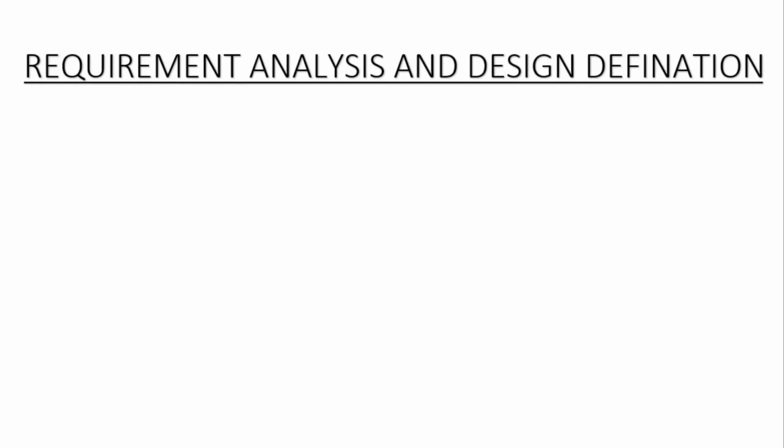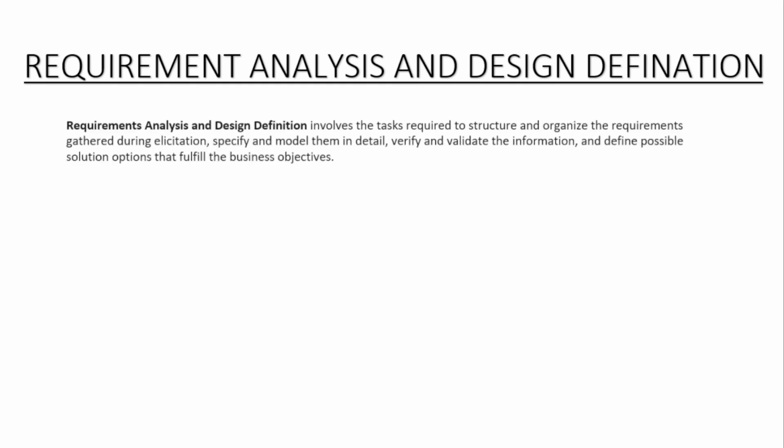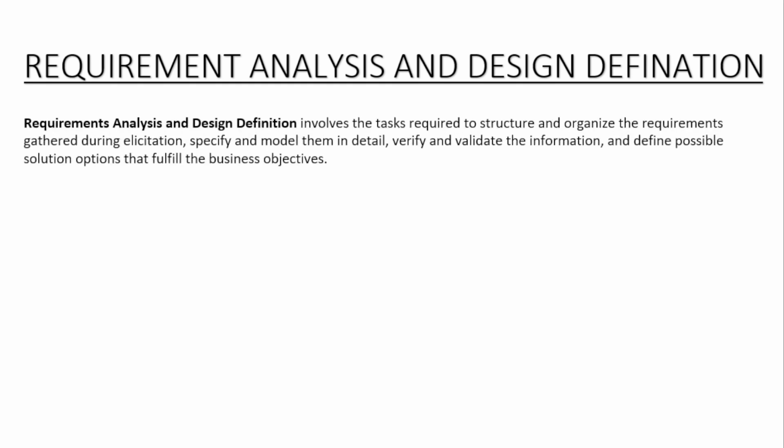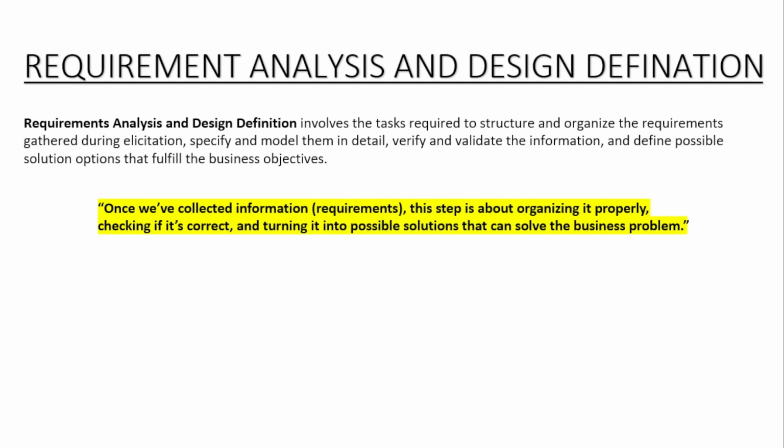Now we come to requirement analysis and design definition. This is where you take all the gathered information and start making sense of it. You organize the requirements, check for completion, clarify everything, and start shaping the ideas into practical solutions. In simpler terms, once we have collected the requirements, this step is about organizing them properly, checking if they are correct or not, and turning them into possible solutions that can solve the business problem.